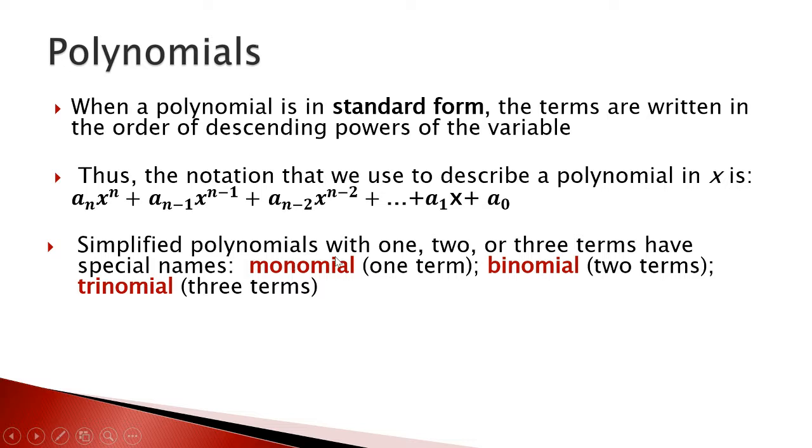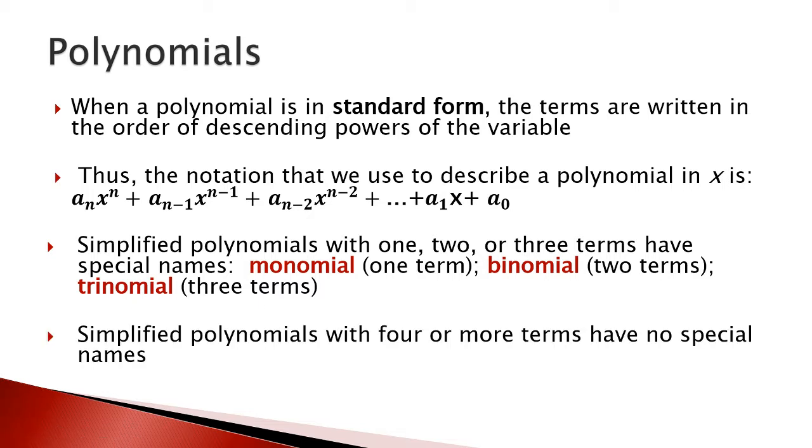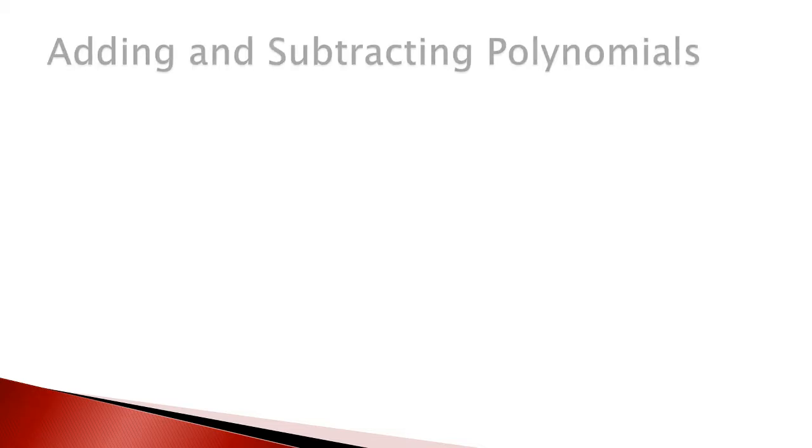Simplified polynomials with 1, 2 or 3 terms have special names. For one term, we call it a monomial. For 2 terms, we call it a binomial. And for 3 terms, we call it a trinomial. Simplified polynomials with 4 or more terms have no special names.